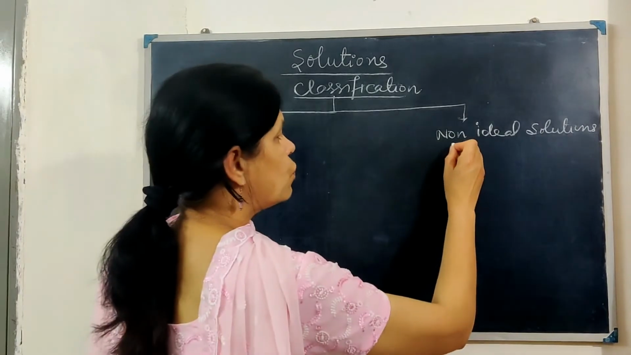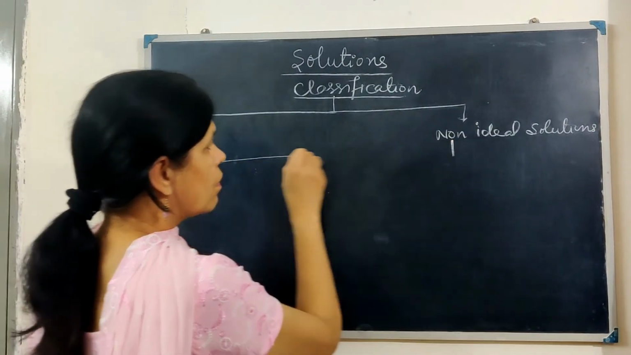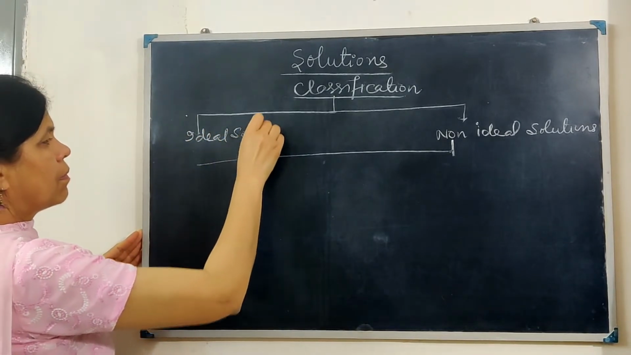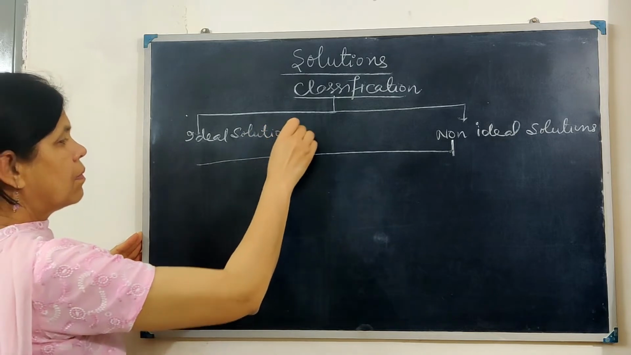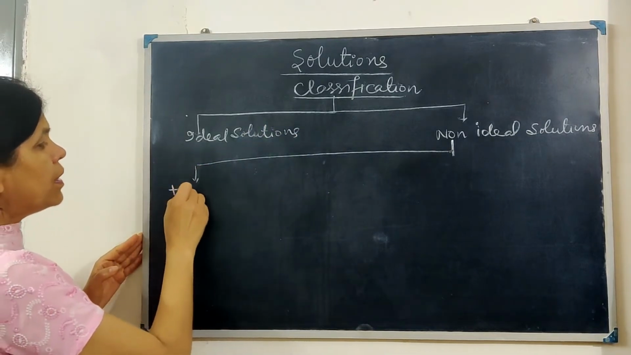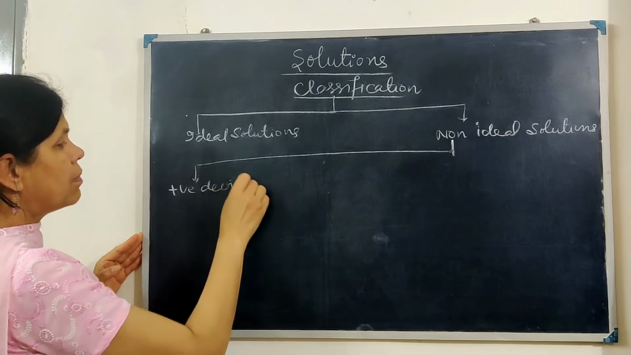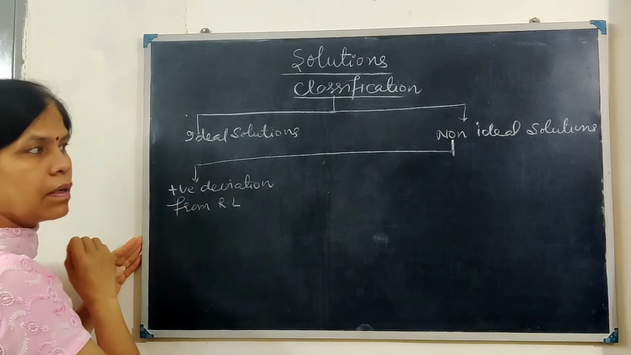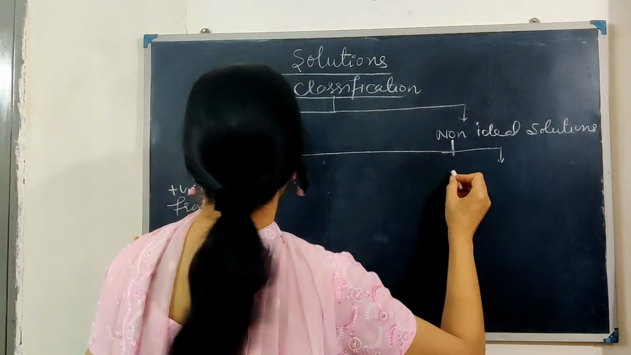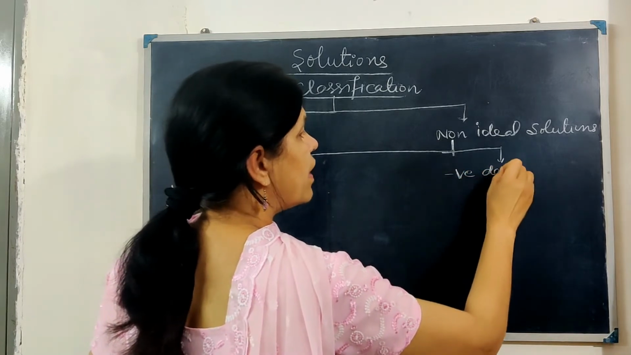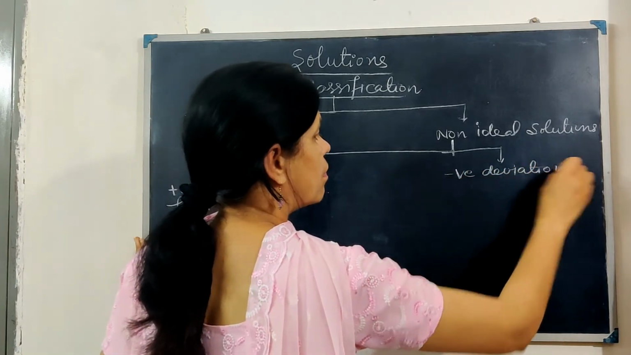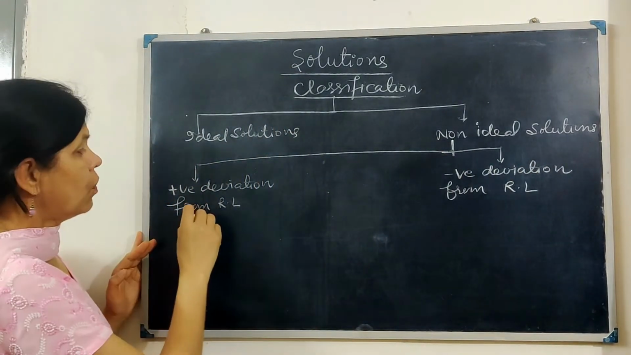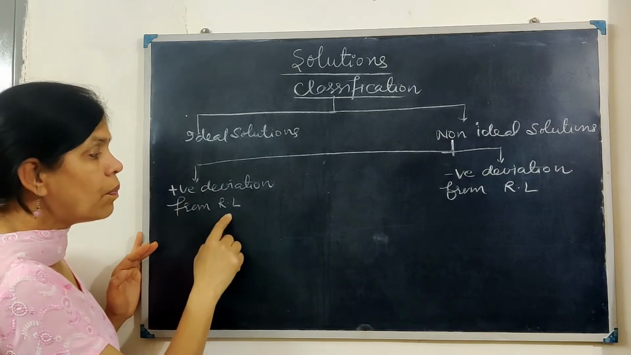Non-ideal solutions are of two types. One which shows positive deviation from Raoult's law, and another is the solutions which show negative deviation from Raoult's law. What does it mean? Positive deviation from Raoult's law.